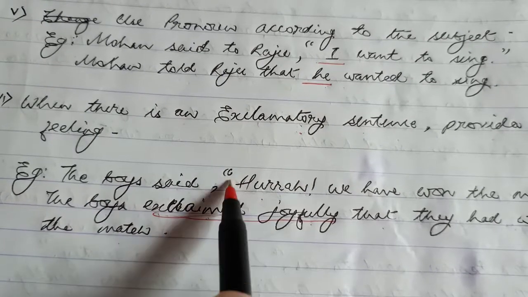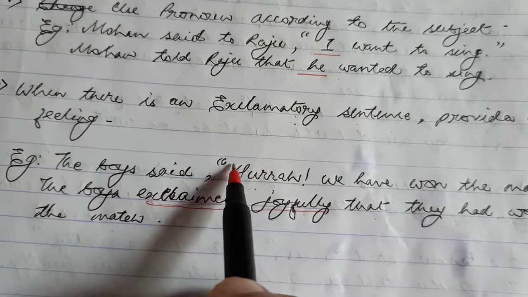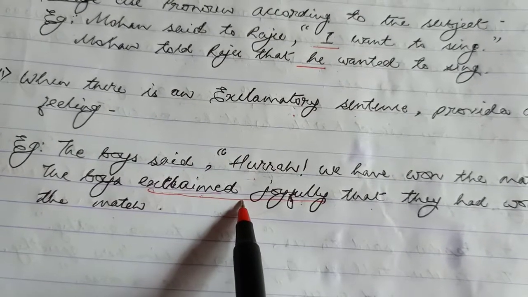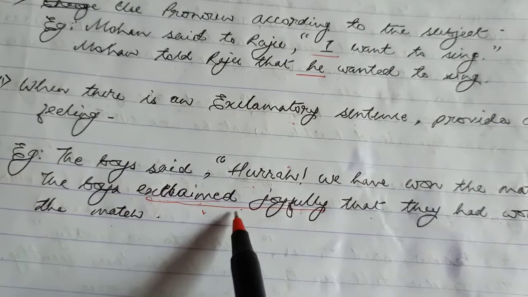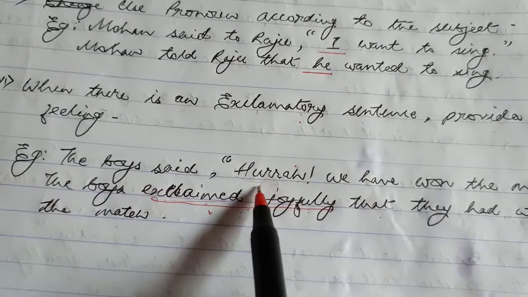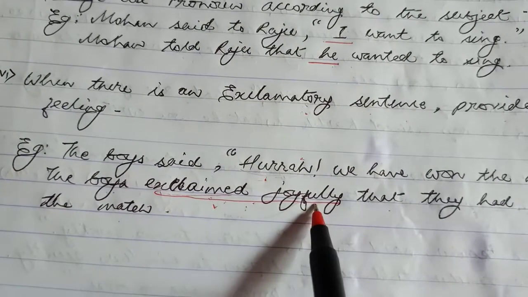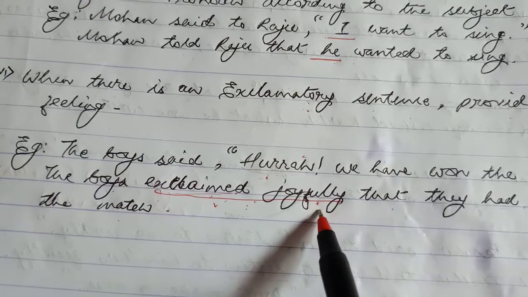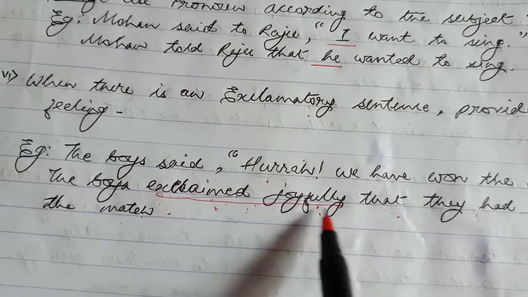So hurrah is an interjection. Interjection should not be repeated in your answer. In place of the interjection, we provide a feeling. What feeling is it? Hurrah is a feeling of happiness, a feeling of joy. So we have given the feeling here. The boys exclaimed joyfully, or the boys exclaimed with joy. That also you can write, that they had won the match, right? So this is the change.